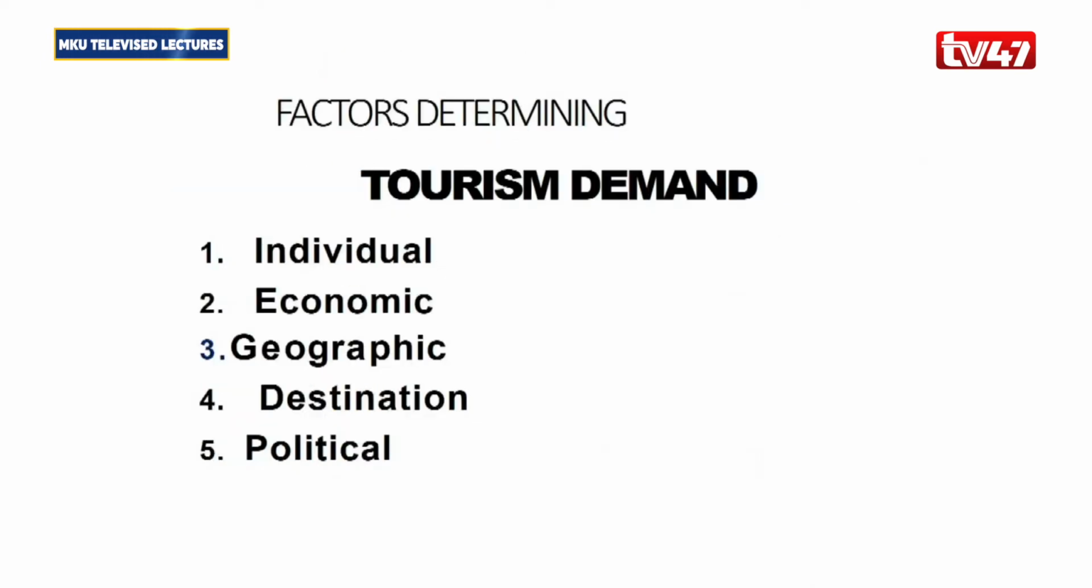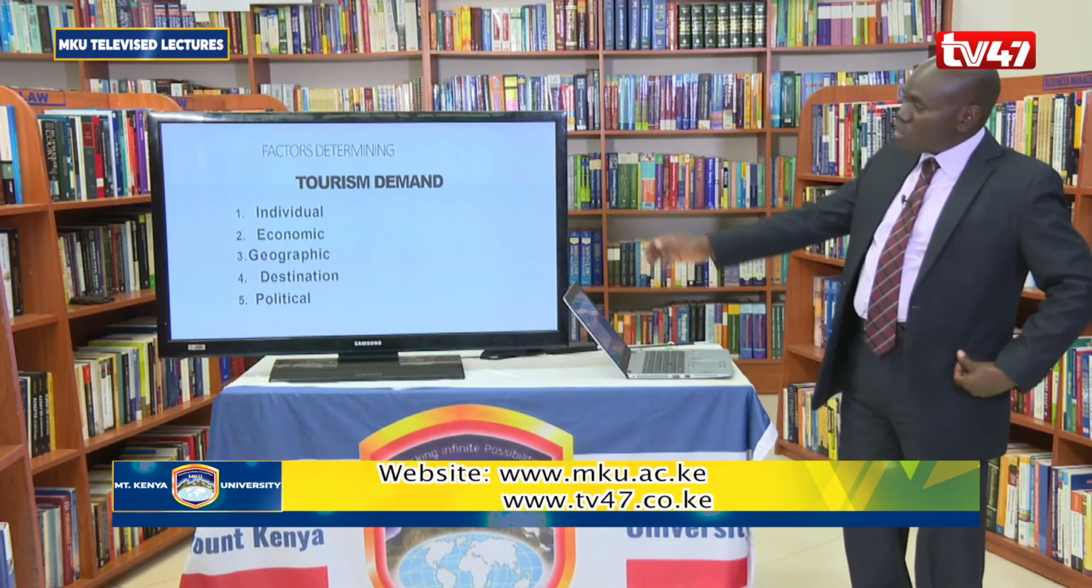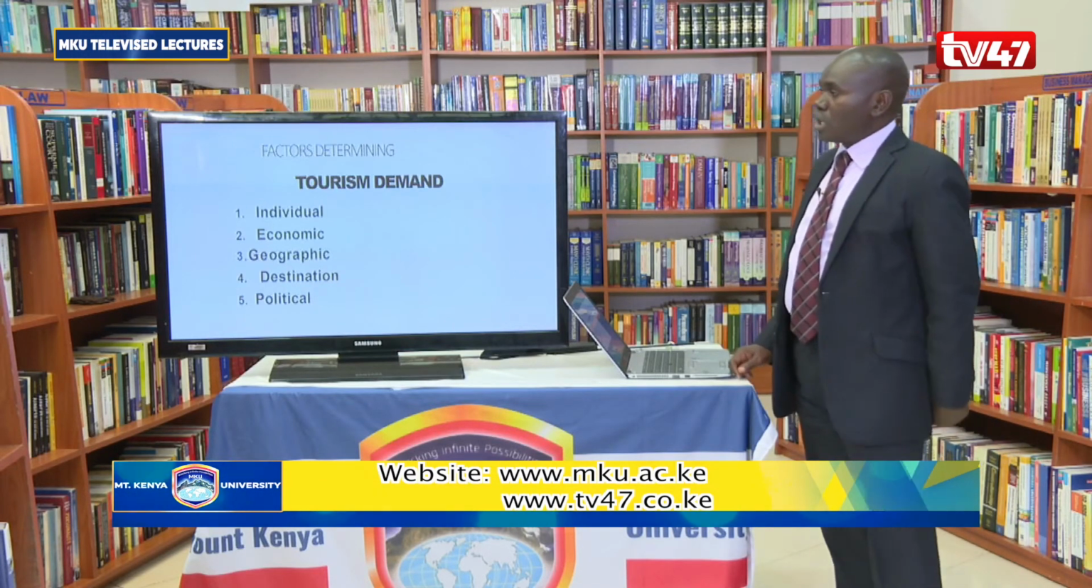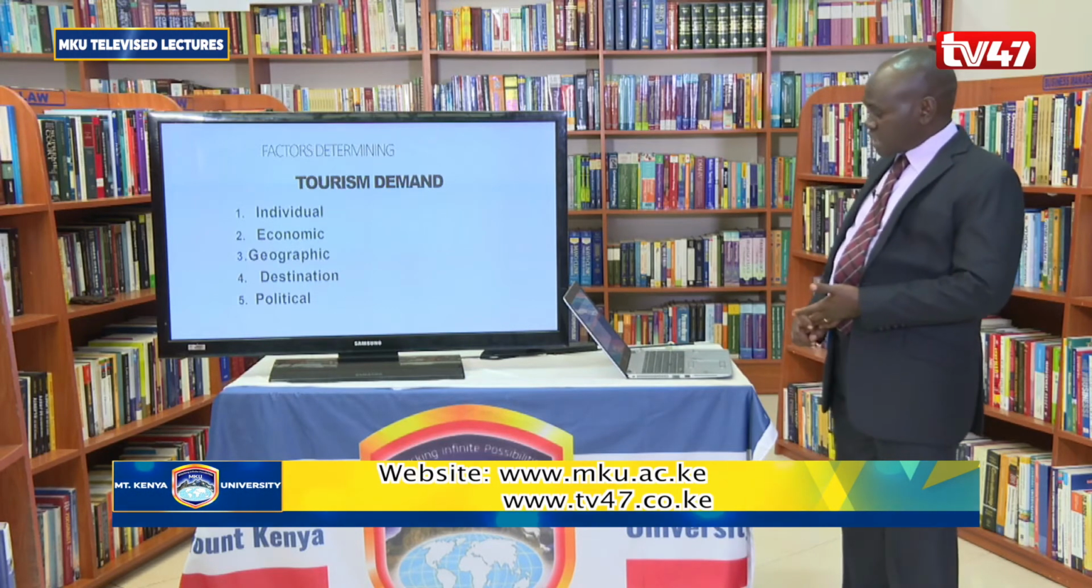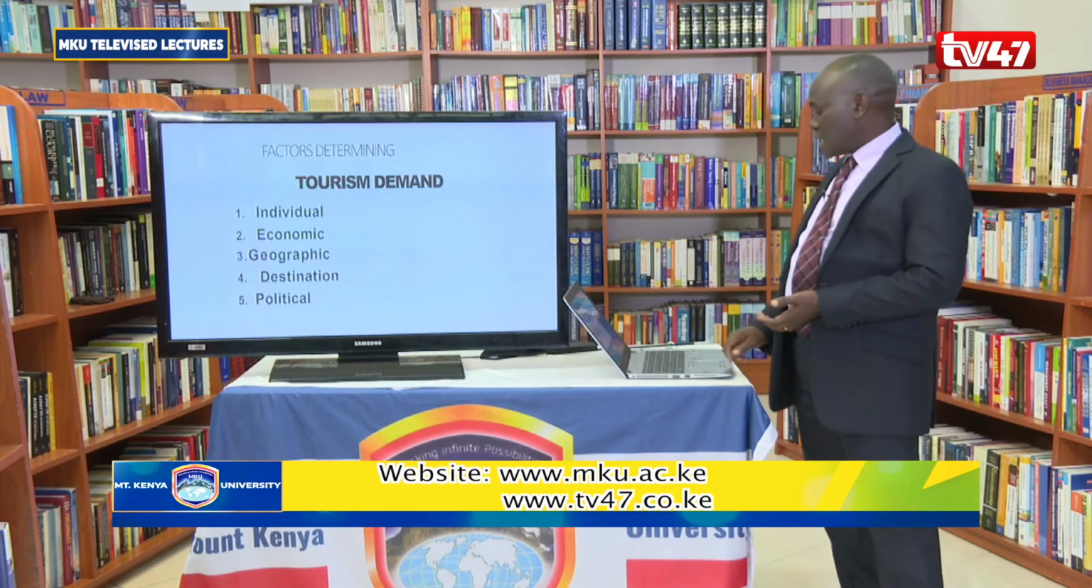And that is what classifies the travel propensity, both gross and the net. And so what factors determine tourism demand? We have captured a number of them here, and we'll be able to take us through them. And we classified them into 5 broad categories. The first category is the individual factors, the economic factors, geographic factors, destination factors, and political factors.